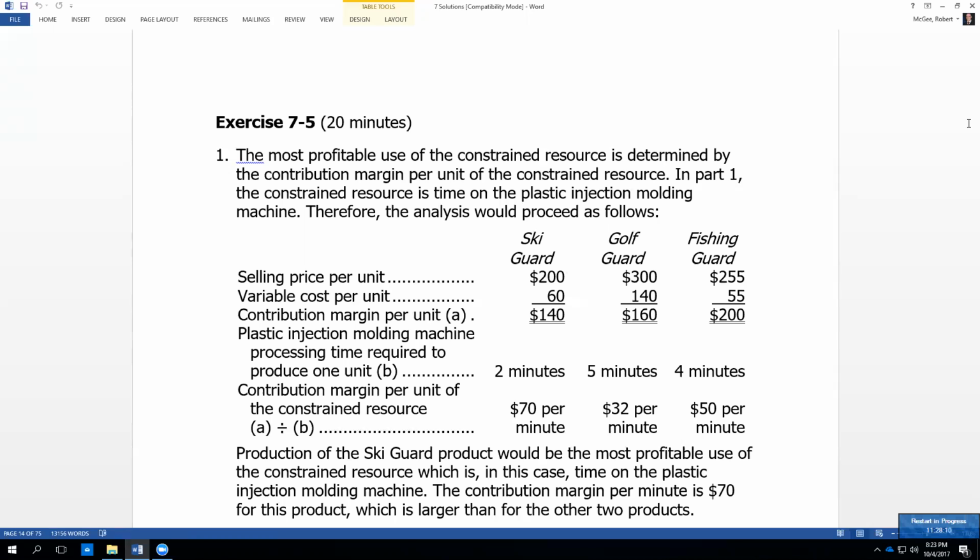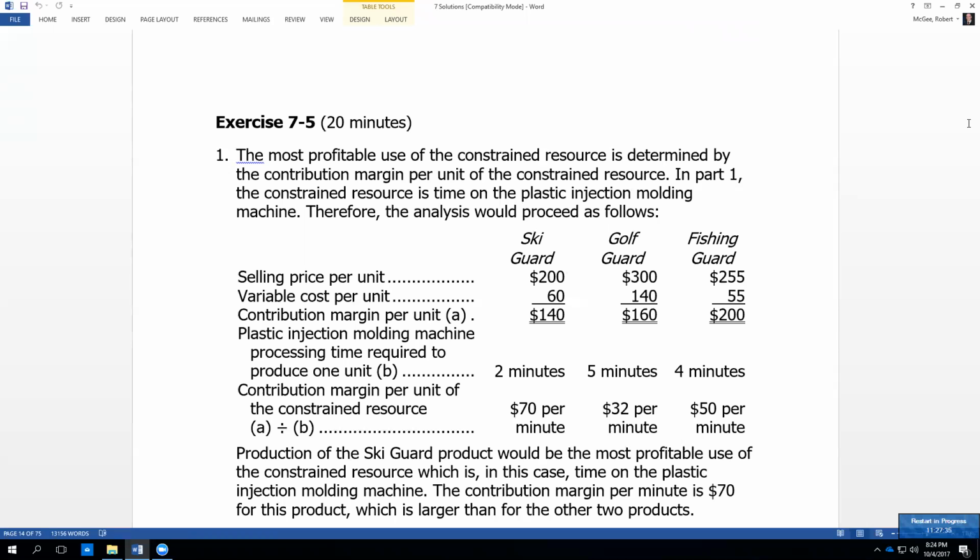Selling price of each and the variable cost, plastic injection molding machine that takes a certain number of minutes for each unit, and the pounds of plastic pellets per unit. So basically what we have to do is figure out, if we're trying to maximize the bottom line, what should we do given this information? Figure the profit per unit on the basis of what? The constrained resource, right?